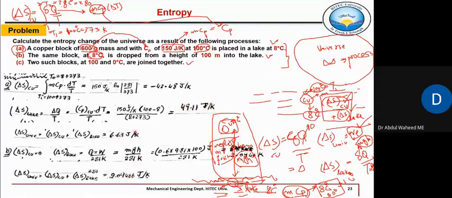Previous case में that was 6.63 entropy generated because of the heat transfer with a temperature change on the copper side, significant temperature change on the copper side. Here the temperature is constant and at a very low temperature, so entropy generation is very low. Right, so that was part B. Now let's see part C.